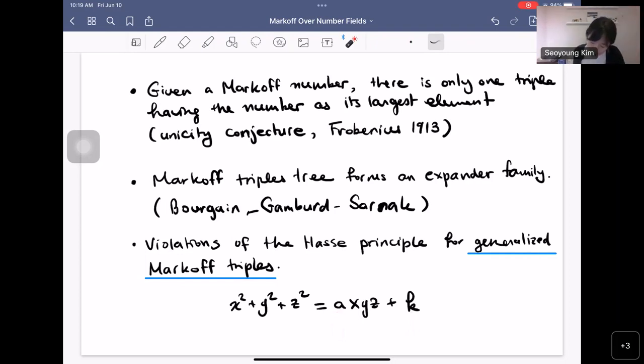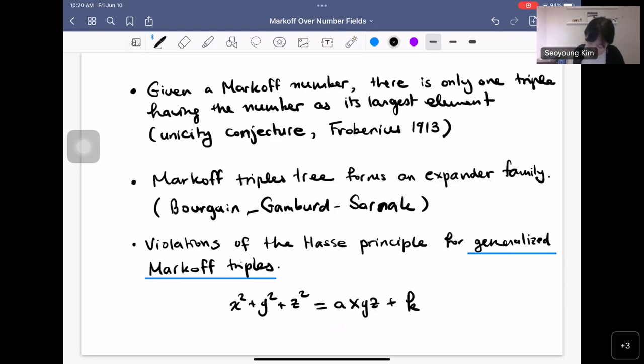And Ghosh and Sarnak have some results about these violations of the Hasse principle for given a and k over integers. And that's one of the things that they studied in their paper. And then what I proved jointly with Schindler and Sivaraman is what happens over number fields, for instance, related to these generalized Markov triples in terms of these violations of the Hasse principle.